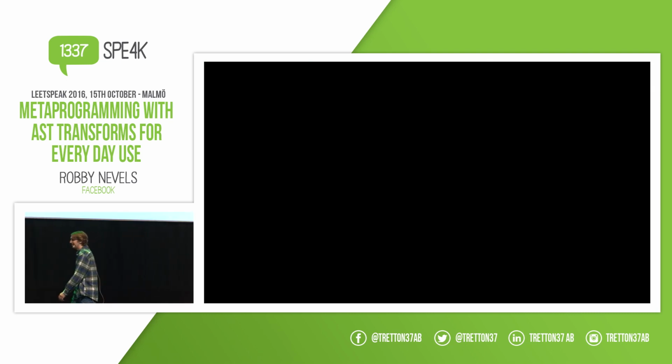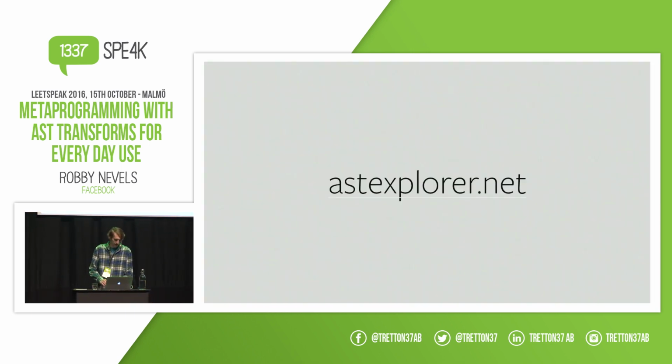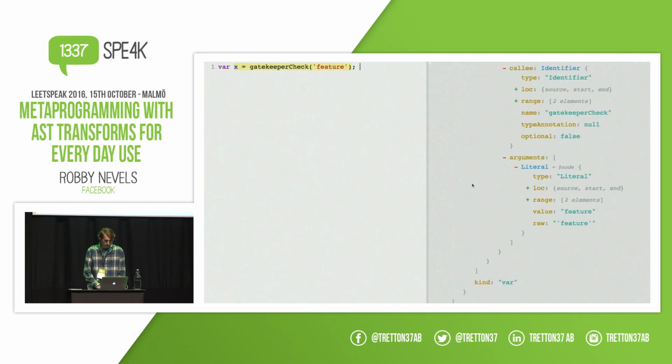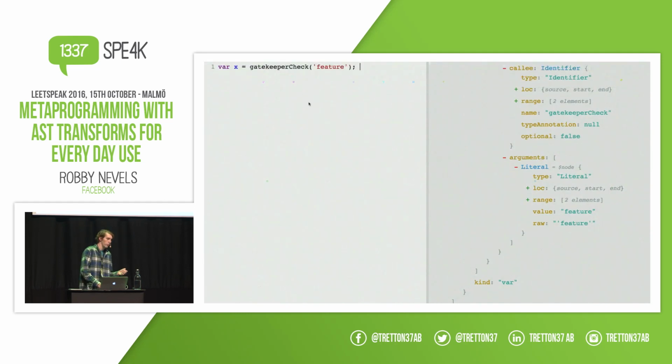So let's do it. I'm going to use a tool called AST Explorer. You can go to this now if you'd like, astexplorer.net. On here, I can parse JavaScript in real time and see the AST that comes out. The AST is an abstract syntax tree. It's a data structure representation of the code that I write.